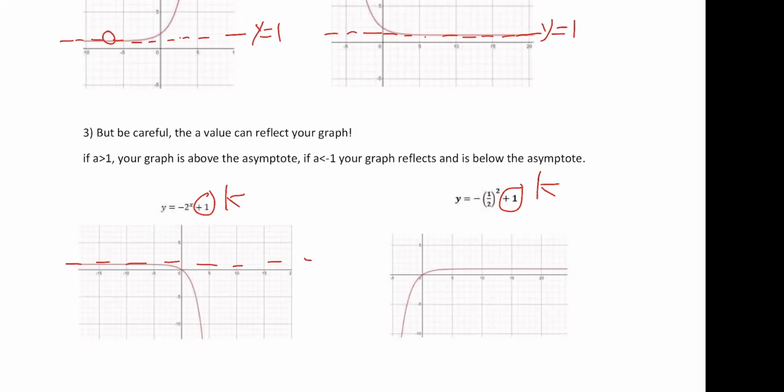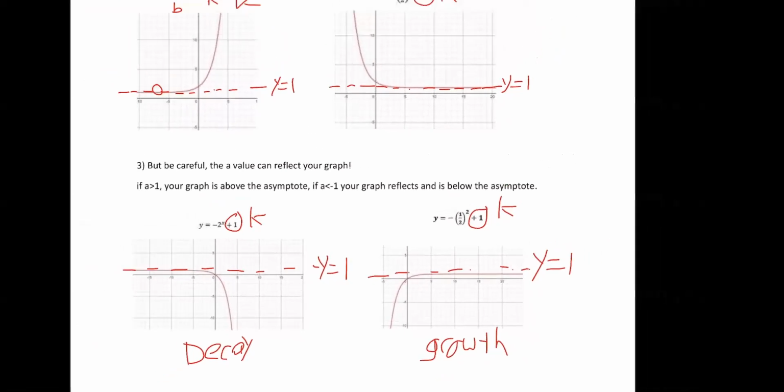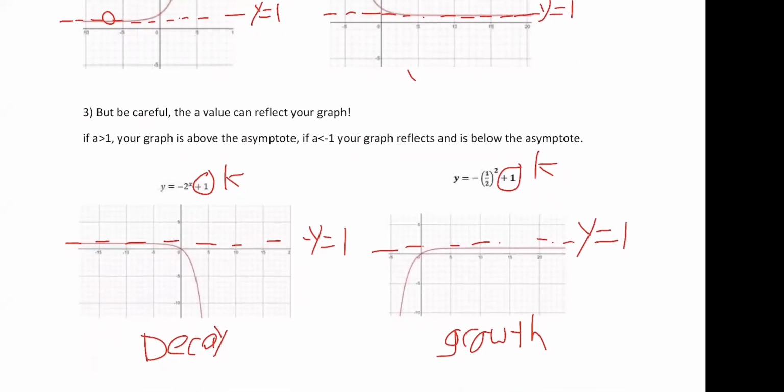Because this is really a negative times the 2, this is actually decay. And this one, if you look, is actually growth. So if you have a reflection, first off, it flips to the other side of your asymptote, and it changes what I just said in the second rule. If you have a negative in front, it does the reverse: a negative with a B value bigger than 1 is actually decay, and a negative with a fraction actually turns into growth because it reflects, so it changes what you have.